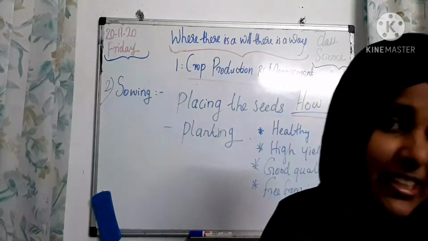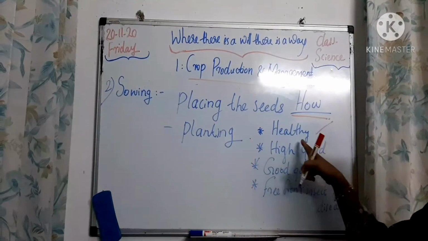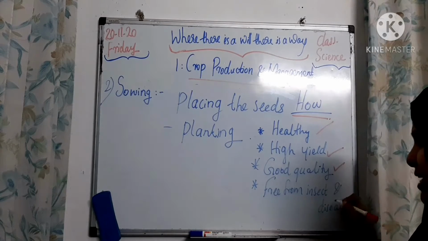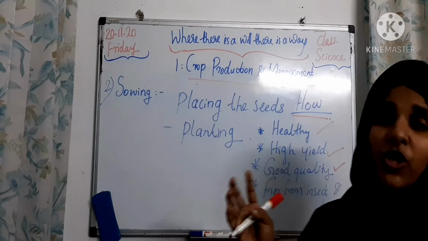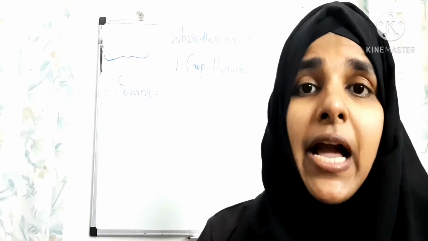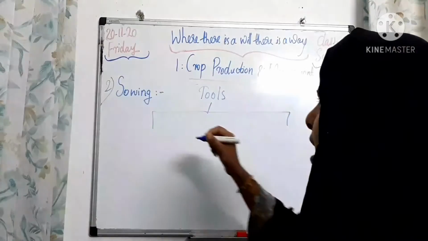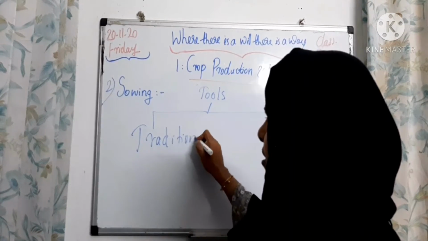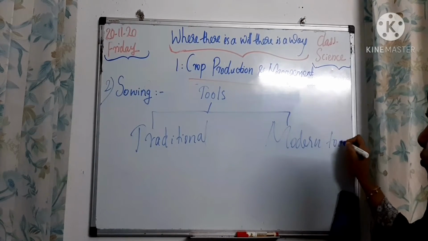What are the main criteria for selecting the seed, children? Seeds should be healthy, right? Then high yield. Then we have to check for good quality. Then free from insects and diseases. These are the main criteria for checking the seeds. So students, before sowing the seeds, let's study the main tools used for sowing seeds. We use traditional tools and modern tools. Okay, let's check what they are.